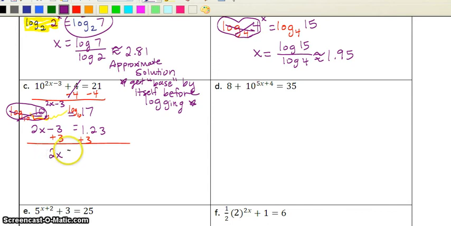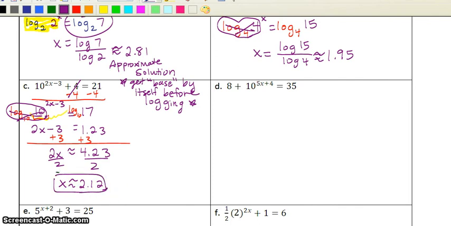Technically everything I'm doing from this point forward is an approximate solution. So I'll put a little squiggly, and you end up with approximately 2.12 for your solution. Leave some space. We might come back and check that later during class.